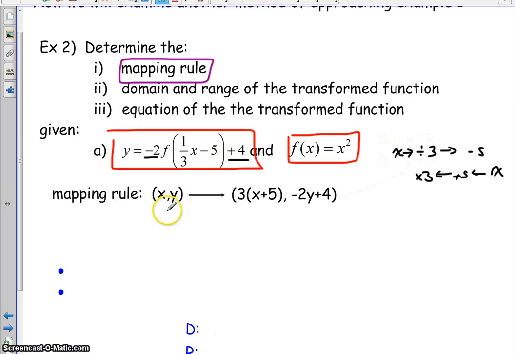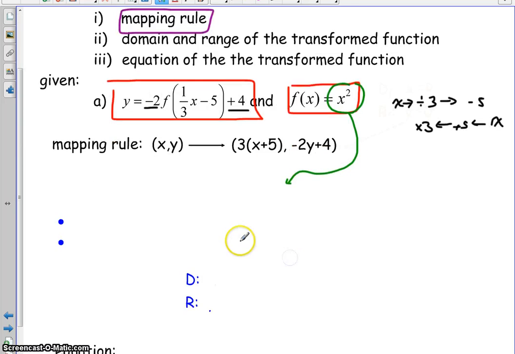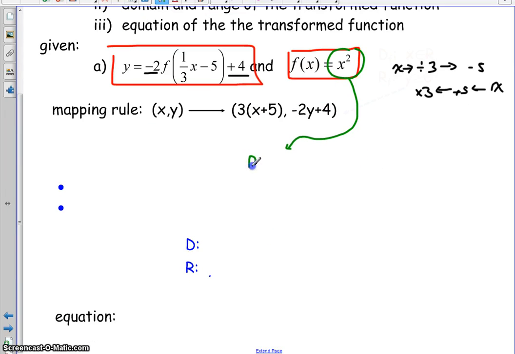Okay, so now let's use that to find the domain and range of our transform function. What you're going to want to do first here is take a look at our parent function and find the domain and range. So our original domain for y equals x squared is going to be x is an element of the real numbers. Our original range is going to be y is greater than or equal to 0. Okay, and again, this is something you should know from knowing what y equals x squared looks like.